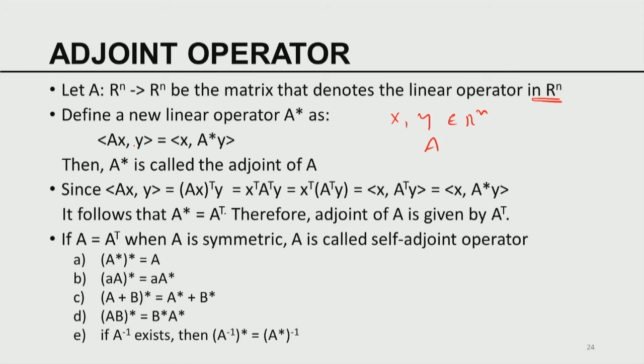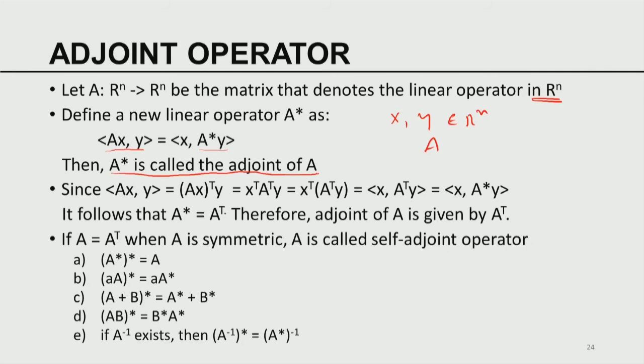Y is a vector. I can compute the inner product of Ax and y. The inner product of Ax and y is related to the inner product of x with A star y. So, what does it mean? Ax is a transformation of x, and A star y is a transformation of y. The matrix A star that forces this equality is called the adjoint of A. So, that is the definition of the property of the adjoint.